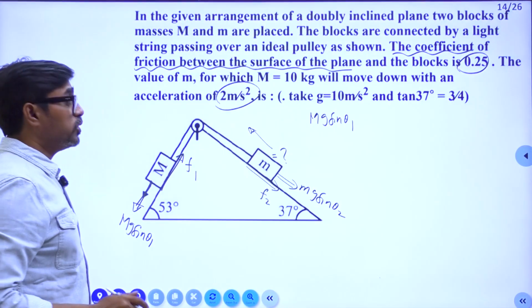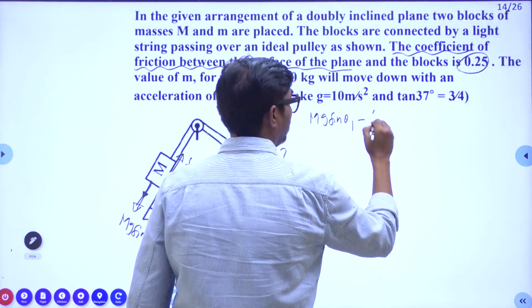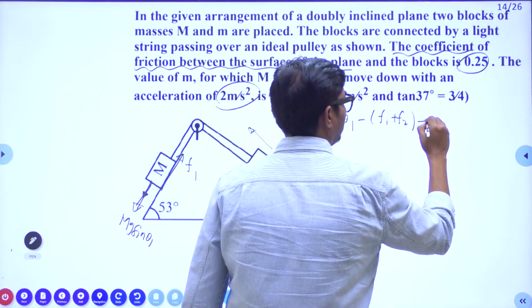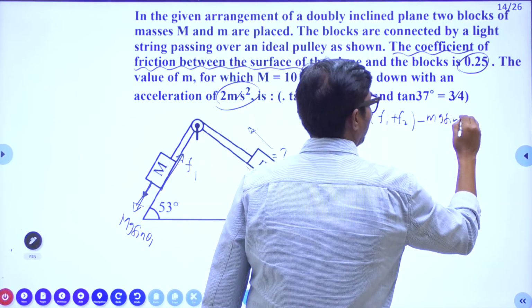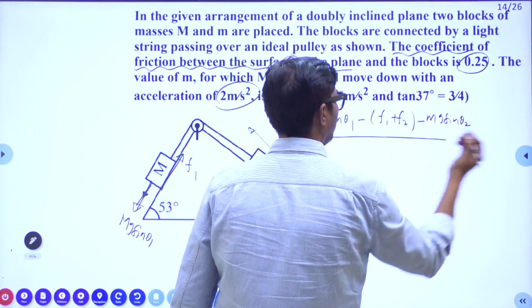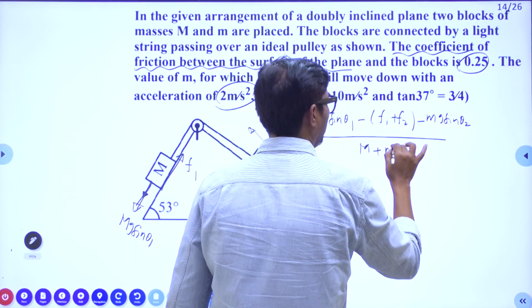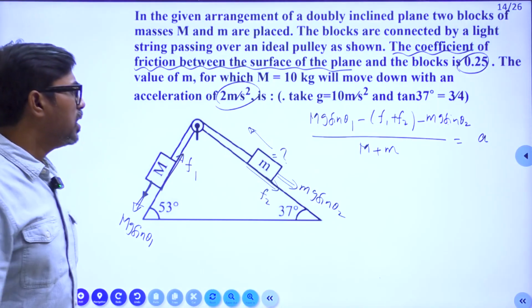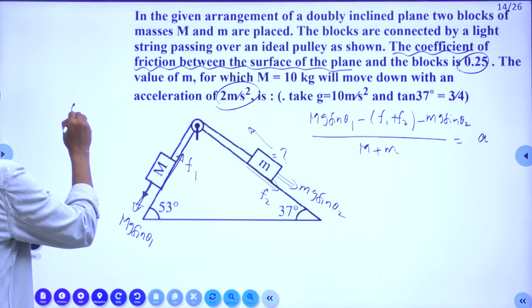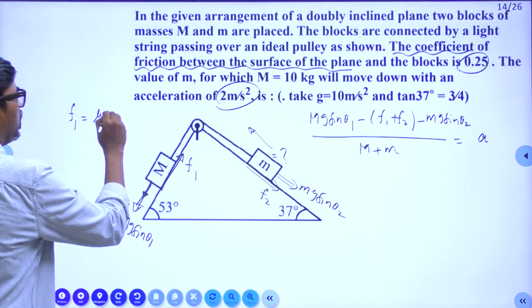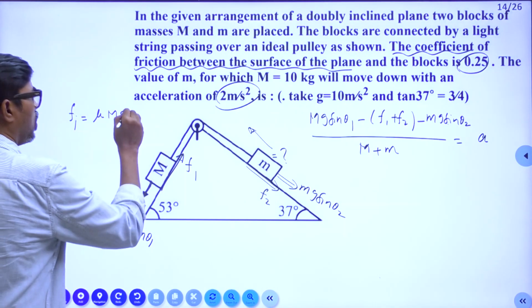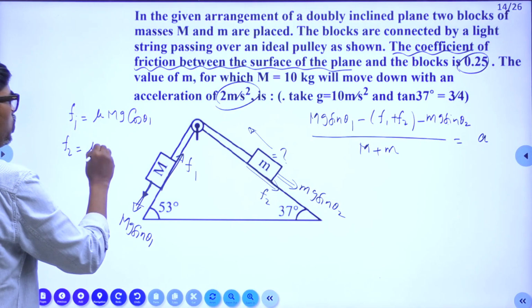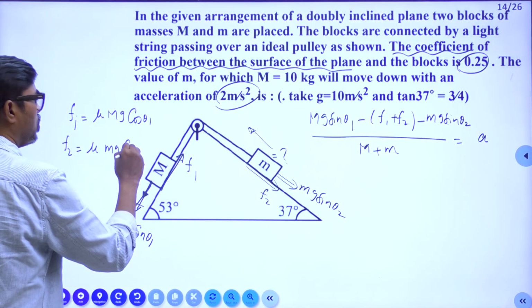Friction, both of them are opposite to acceleration. So minus F1 plus F2 minus small mg sin theta 2, all divided by capital M plus small m, is equal to acceleration. This is what I have here. And then we can write F1 equal to what? Mu capital Mg into cos theta 1 and F2 equal to mu small mg into cos theta 2.